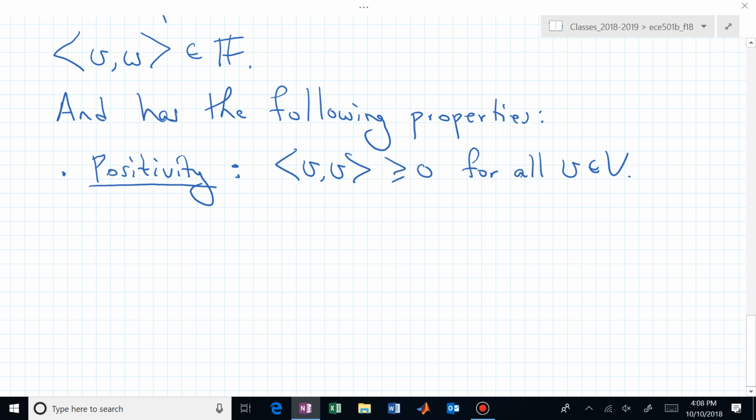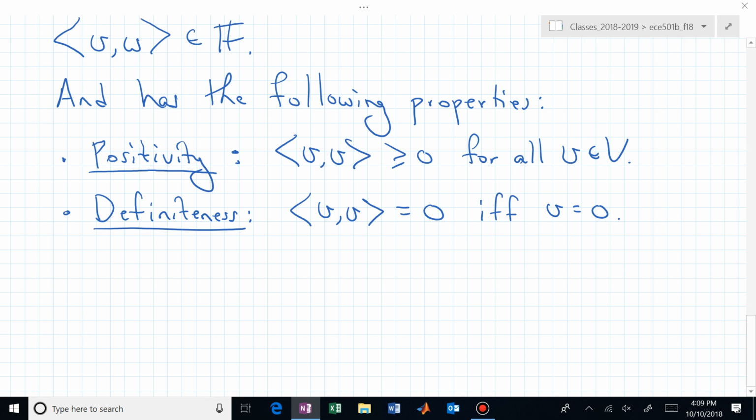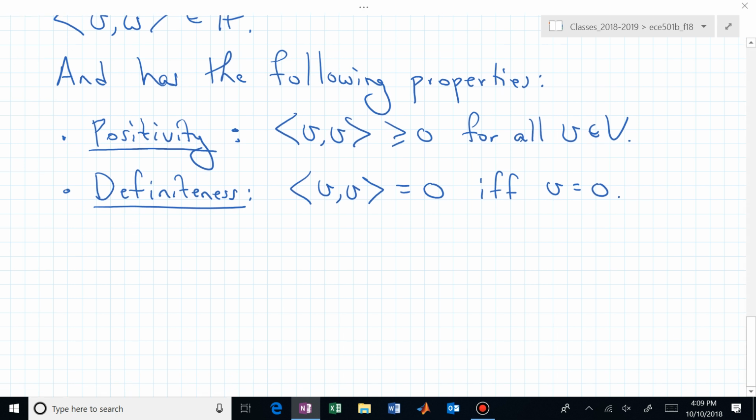We also want it to have a property of definiteness. By that we mean that if the inner product of a vector with itself is equal to 0, that's going to occur only when the vector itself is the identity vector, or the 0 vector. So if and only if V is equal to 0, we get the inner product is equal to 0.